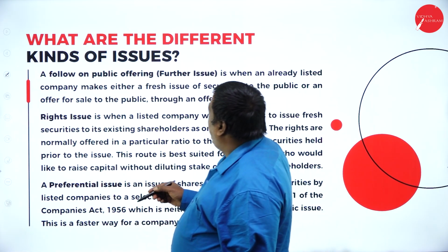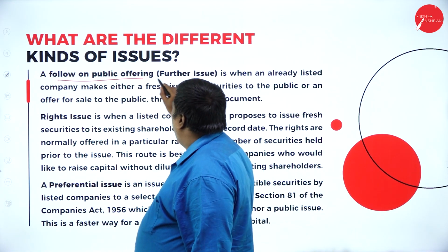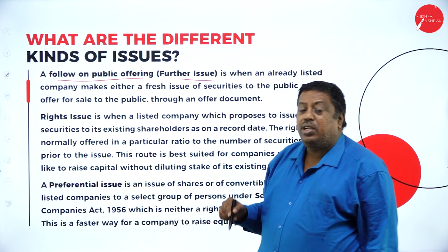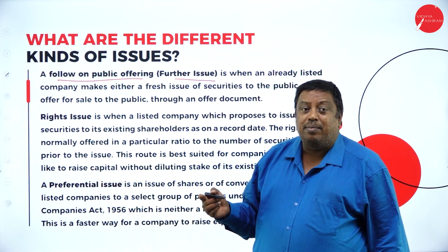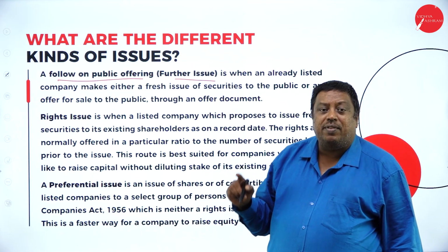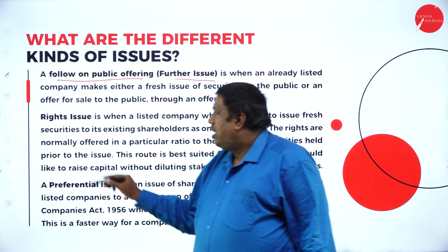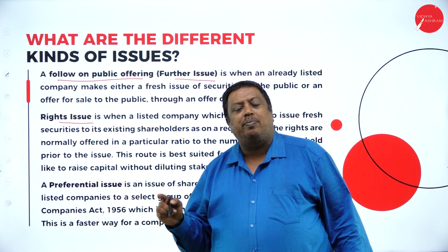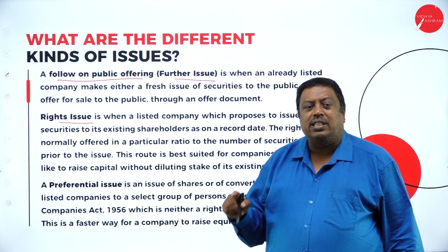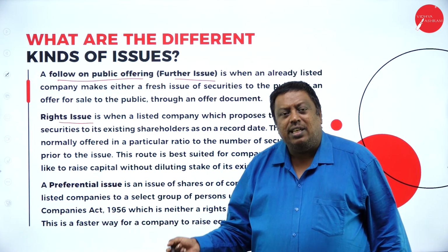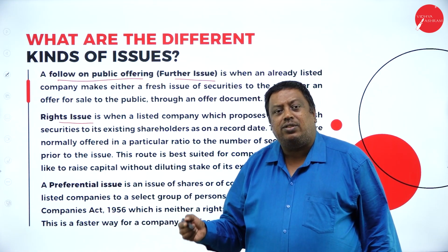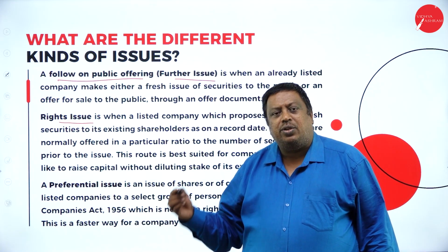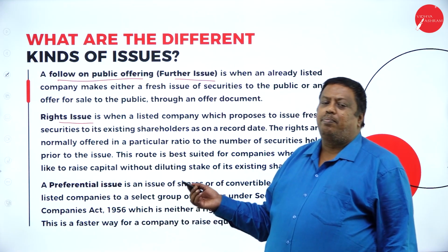The next one here is the follow-on public offering, a further issue. Whenever the company wants to issue shares for the second time, the first preference has to be given to the existing shareholders. That is called a rights issue. Rights issue means the issue should be made to the existing shareholders. If the existing shareholders decline or reject, and do not subscribe to the shares, then the company can decide to issue the shares to the other public.